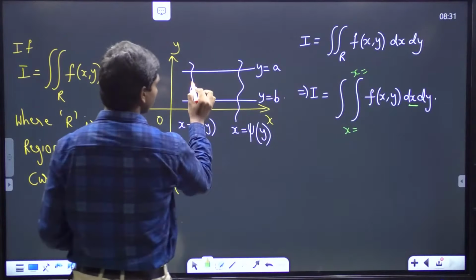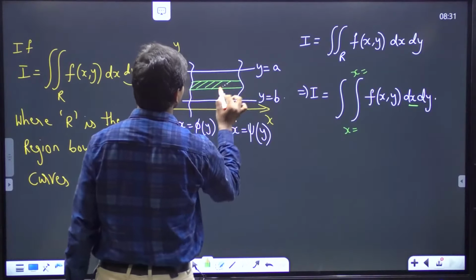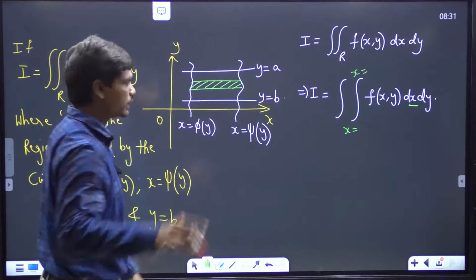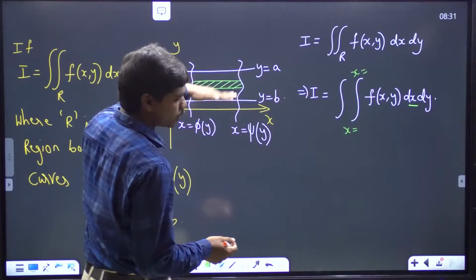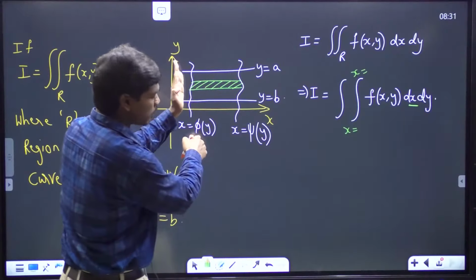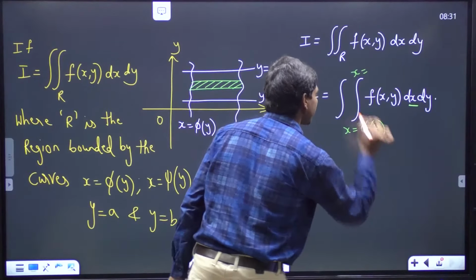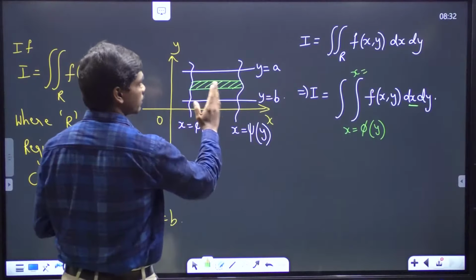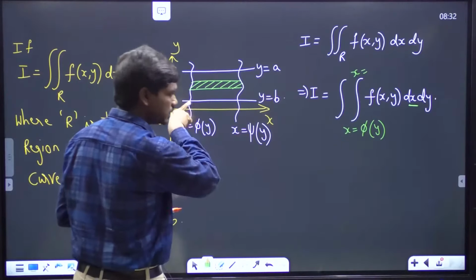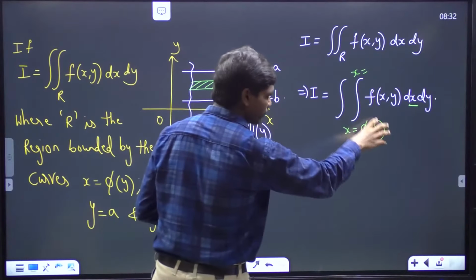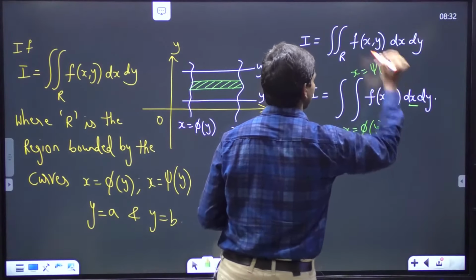So if you consider a horizontal strip here, like this, now see here, this horizontal strip, whenever it is moving from top to bottom, the left hand side is always bounded by this function phi of y. Correct? So x is equal to phi of y is the left limit. Then what about the right hand side constraint? X is equal to psi of y, and since this is the increasing direction of x, we write phi of y in the bottom and psi of y on the top. So x is equal to psi of y.